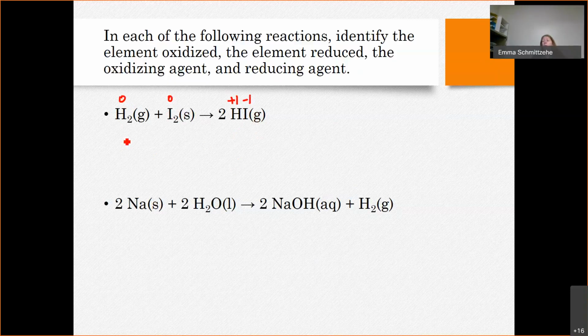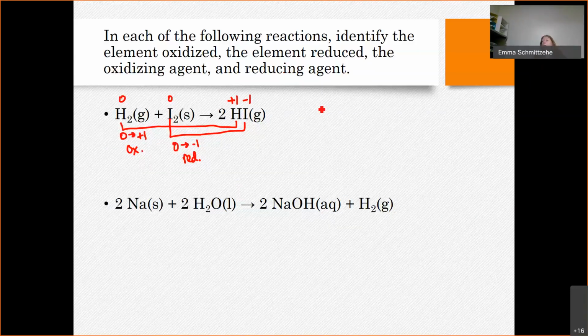Okay, so then what I would do is look on the left side of the reaction, we have hydrogen, right? And go to the right side of the reaction and find the hydrogen and look at, did anything change? Well, yes, it went from 0 to +1. So it increased. So that's an oxidation. Whereas the iodine went from 0 to -1. It decreased, right? It went down, and so that's a reduction. So now that I've labeled all of that stuff, it should make things a little bit easier to identify, okay?